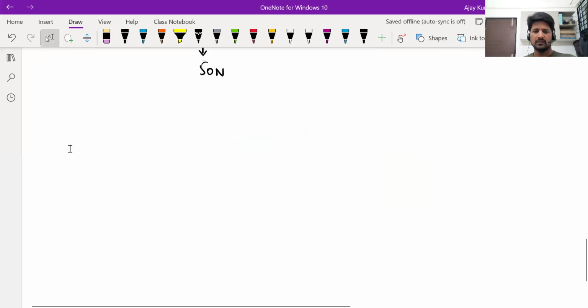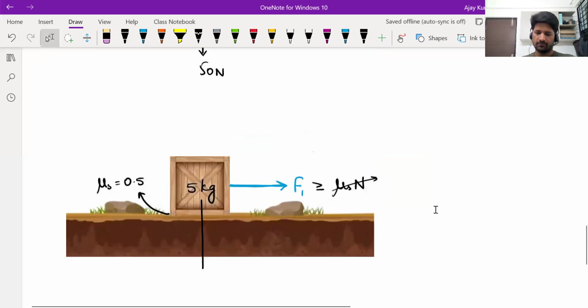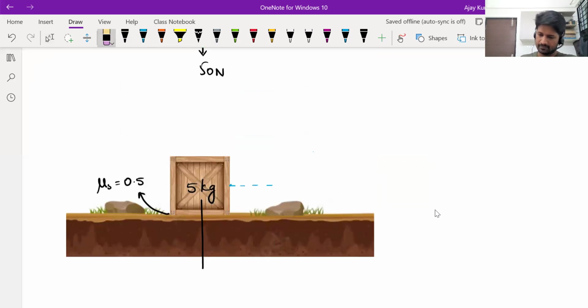Let us now consider the other case where we apply force at an angle. Let us assign some angle also, maybe 37 degrees. Just some random angle I'm taking. I'm not saying this is the final answer. Depending on this angle, we can tell the answer. We need to think of other angles as well. Okay, we need to generalize it.